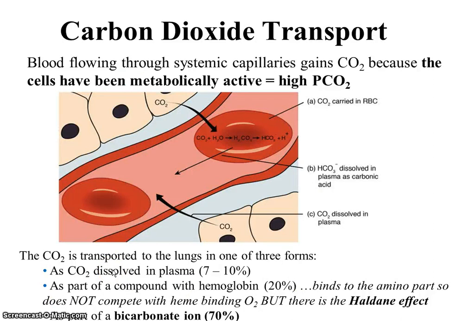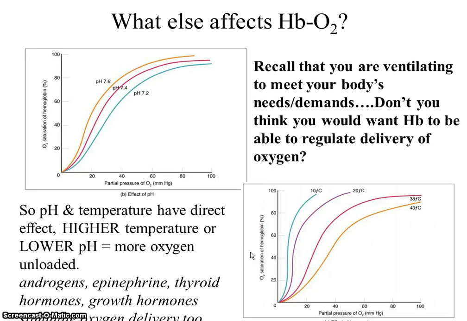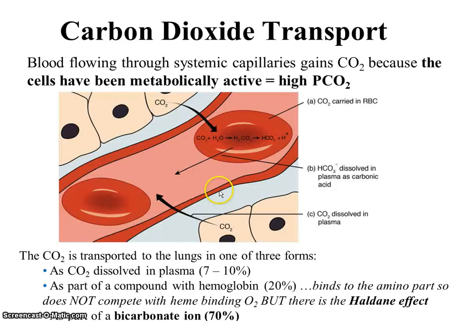So now carbon dioxide. We've gotten the oxygen and we're meeting the needs of the oxygen. So what about carbon dioxide? Well, it turns out carbon dioxide is moved 3 ways in the blood. We've got blood flowing through the systemic capillaries, always gaining carbon dioxide from these cells because the cells are metabolically active. And the more active they are, the more CO2 they generate. So we're typically going to see a higher partial pressure of carbon dioxide in the cells than in the systemic capillary. So it's going to diffuse out of the cells and into the blood.